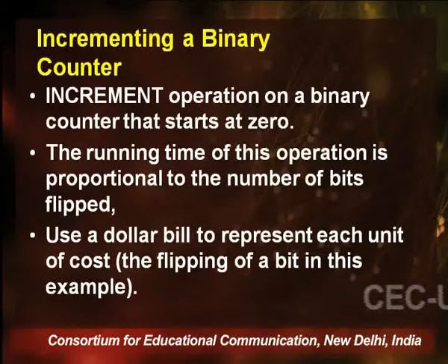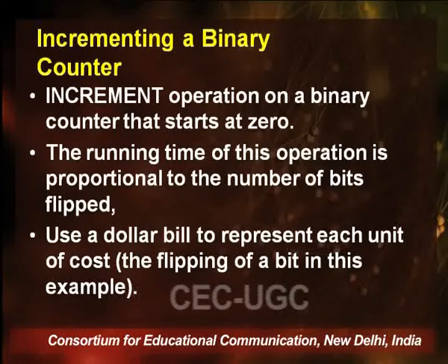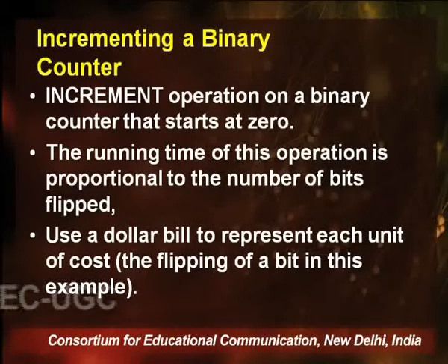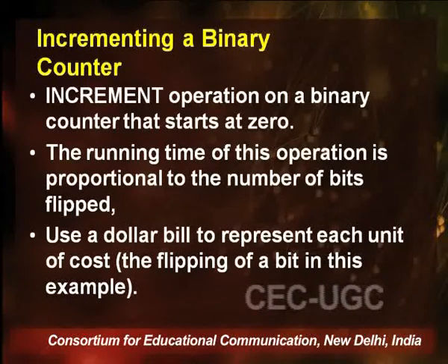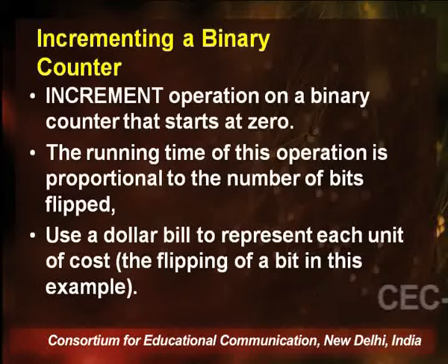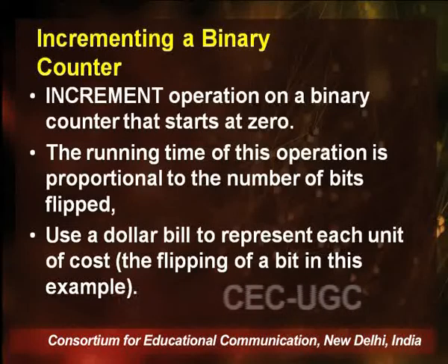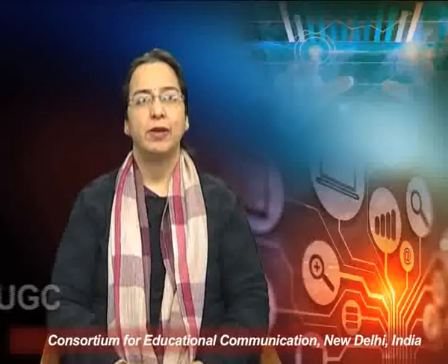So the total cost, or running time, is proportional to the number of bits flipped. For our accounting method of amortized analysis, we will represent each unit of cost by a dollar. Here we are flipping bits in this binary counter example, so each bit flipped will be represented by a dollar bill.